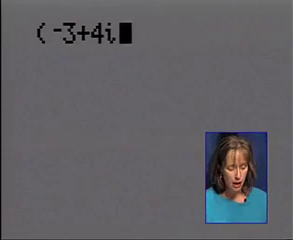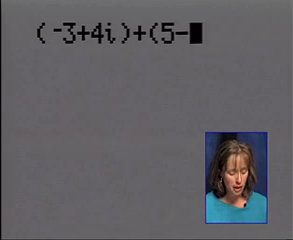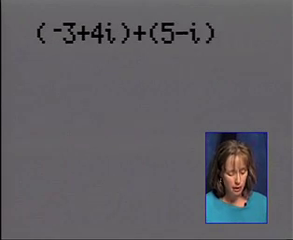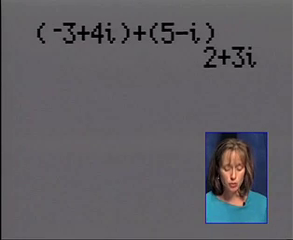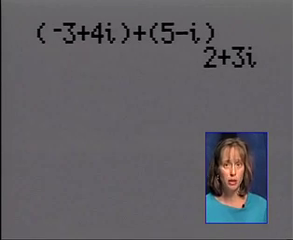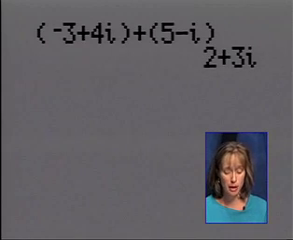Well, let's check each of those four operations with the graphing calculator. One nice thing about a TI-83 is that there is an i on the keypad above the decimal point. So we're going to use that i. The first operation we did was negative 3 plus 4i, and then I had that plus 5 minus i. Pushing enter, I get the result 2 plus 3i, and you can confirm that that's what we got when we did the calculation on paper.